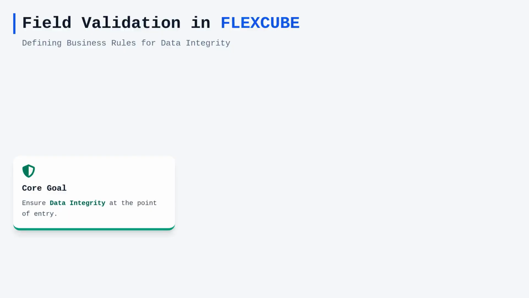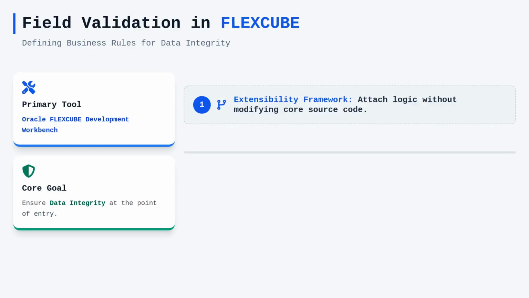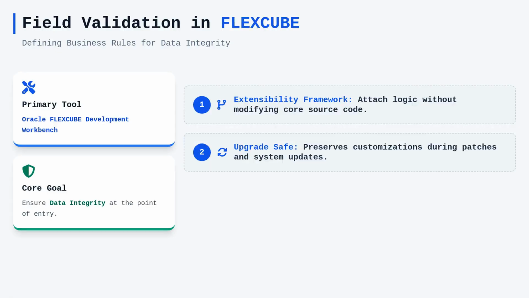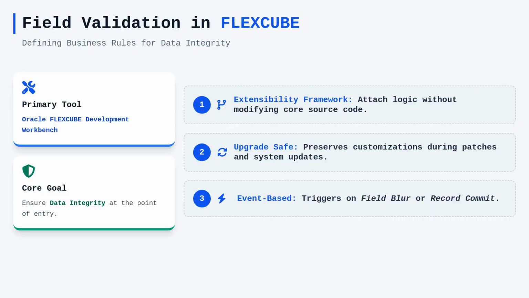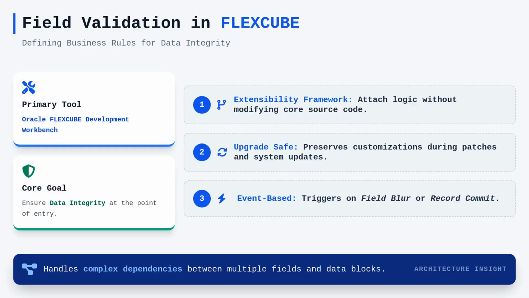The Oracle FLEXCUBE Development Workbench is the primary tool used for these customizations, allowing architects to attach validation logic to specific UI components without modifying the core source code directly. This is a critical distinction because the Extensibility Framework is designed to preserve your customizations during system upgrades and patch applications. By utilizing the event-based architecture, we ensure that validations trigger predictably during screen interactions like field blur or record commit events. Such predictability is essential when you consider that a single screen might involve complex dependencies between multiple fields across different data blocks.